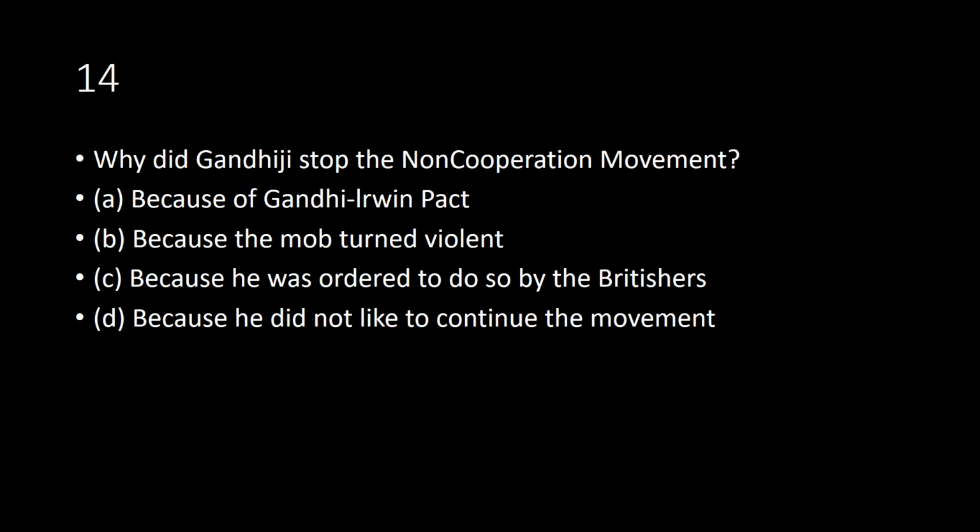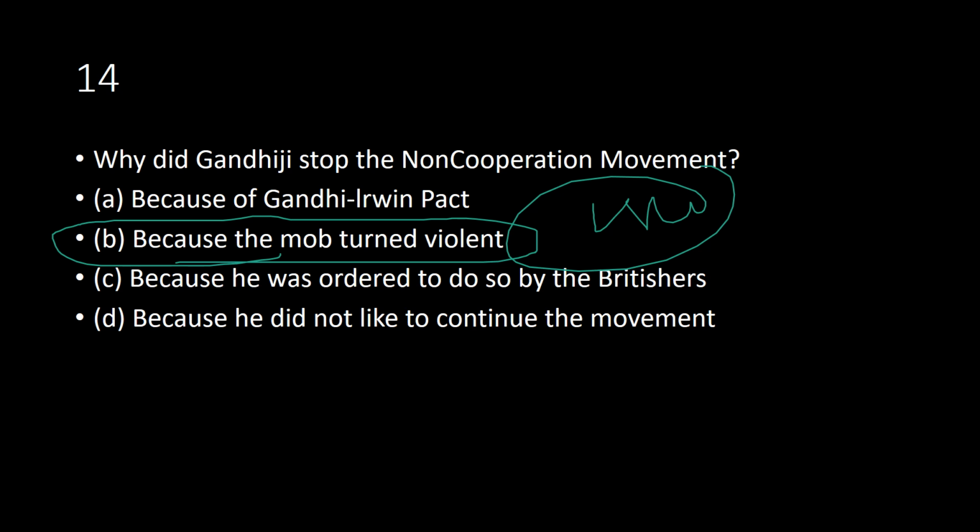And why did Gandhiji stop the non-cooperation movement? Because of the Chauri Chaura incident. We already did this previously in the past question papers. The answer here is that the mob turned violent and burnt a police station at Chauri Chaura in the year 1921. That is why the non-cooperation movement was stopped.